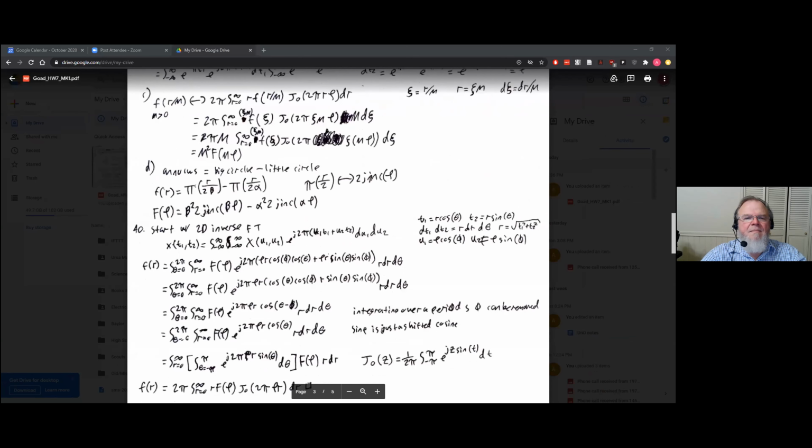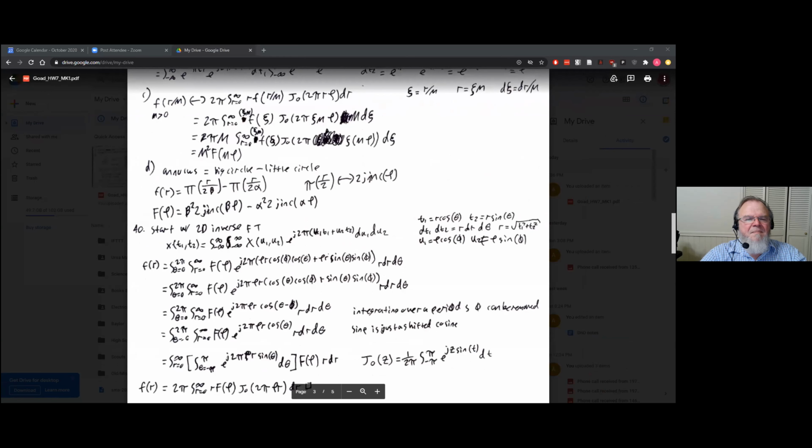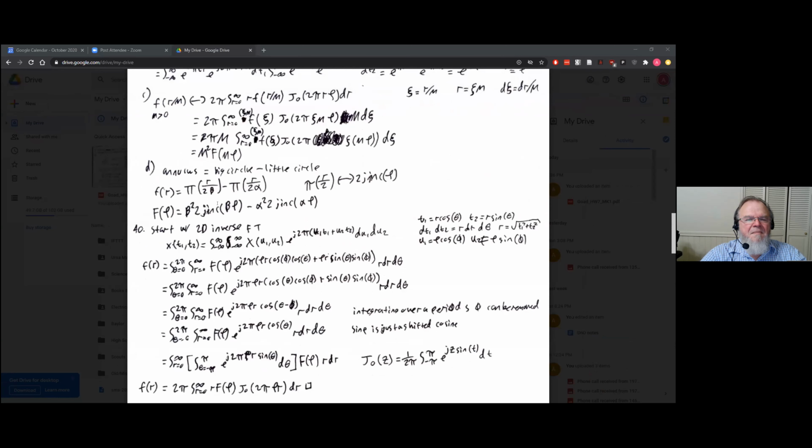I did the same thing. Define the two rectangular circles, one of radius beta and one of radius alpha, that will transform into two jincs. And then we know from part C we have the m squared f m rho theorem. So it's beta squared 2 jinc beta rho minus alpha squared 2 jinc alpha rho. Yep, that's exactly right.